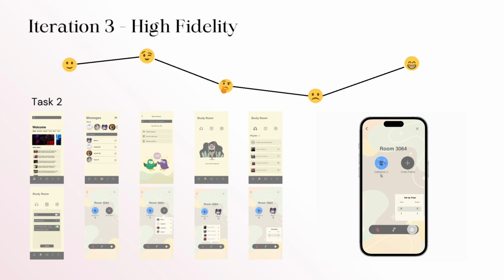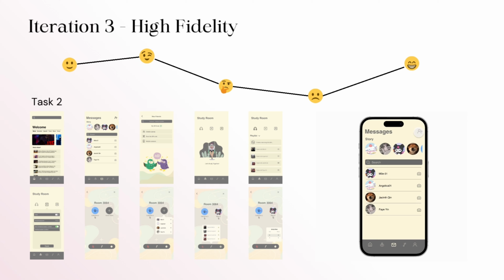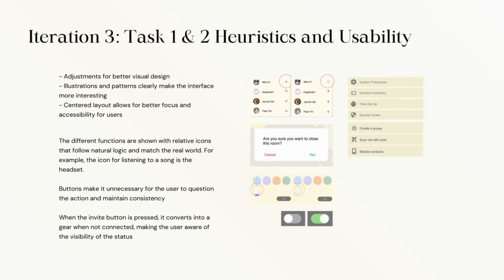Engagement was facilitated. The back button was added so that users are no longer bothered by the inability to return, demonstrating a more mature layout and improving flow. While analyzing the heuristics, it can be seen that this application follows the natural logic in that different functions are displayed with relative icons that match the real world. For example, the icon for listening to a song is the headset. At the same time, the buttons make it unnecessary for the user to question the operation, maintaining consistency.